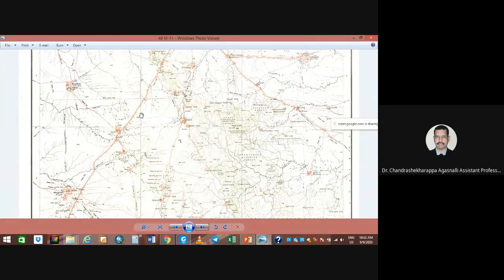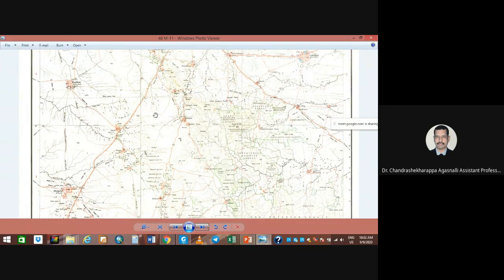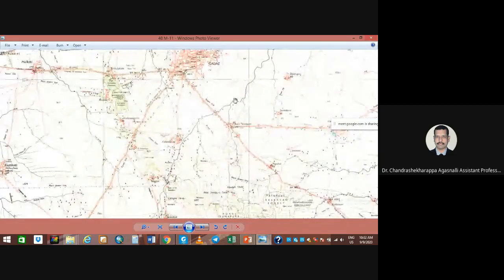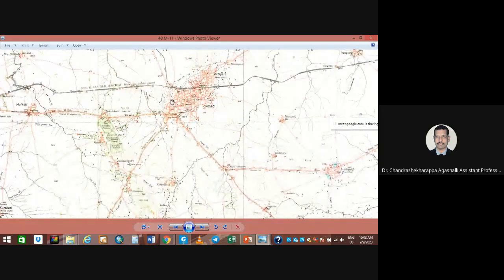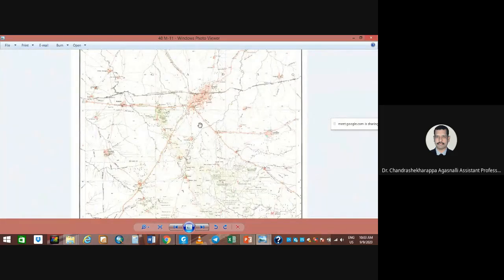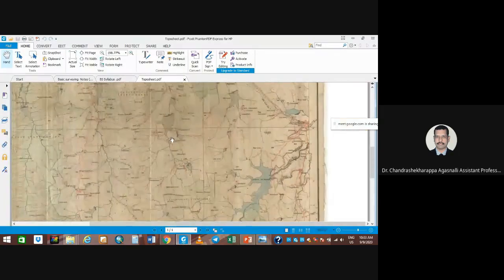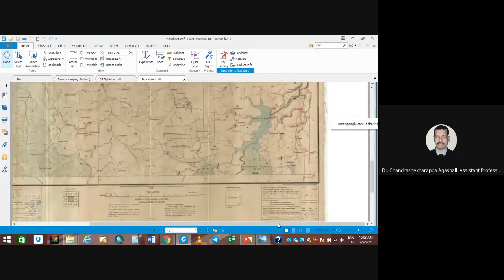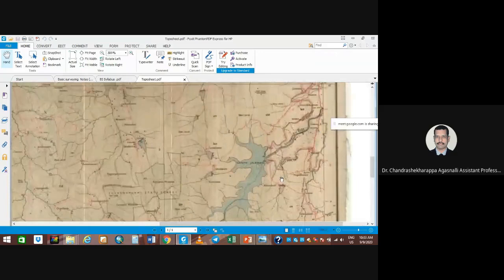If you are going to locate a dam construction area, at the early stage of site preparation, or site location, where is the best location for construction of a dam for a particular river, for that purpose you need this data, you need this topo sheet. No other map will give you this much detailed information except this topo sheet. Here you can see this.